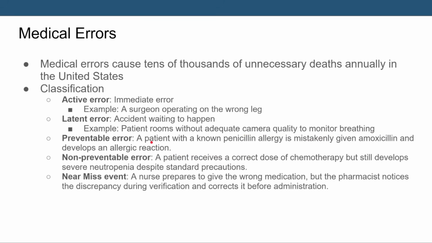Preventable errors are basically preventable. So an example would be a patient with a known penicillin allergy who's mistakenly given amoxicillin and develops an allergic reaction. A non-preventable error, from its name, we know that it's not preventable. So a patient receiving a correct dose of chemotherapy but still develops severe neutropenia despite standard precautions, this is a non-preventable error. And a near-miss event, an example for it would be a nurse preparing to give the wrong medications, but the pharmacist notices the discrepancy during verification and corrects it before administration.